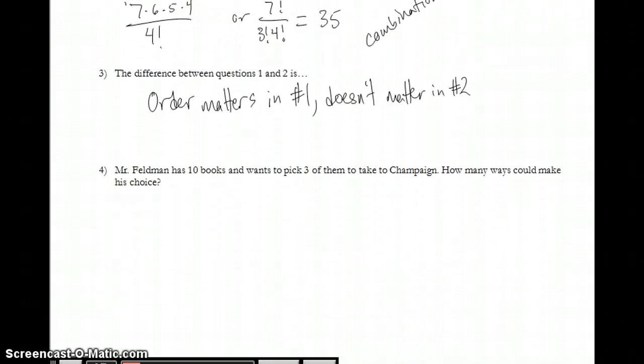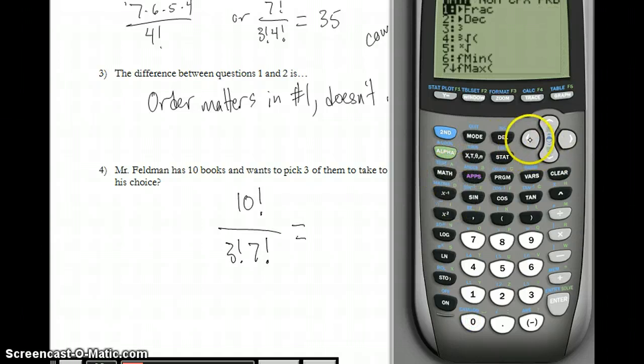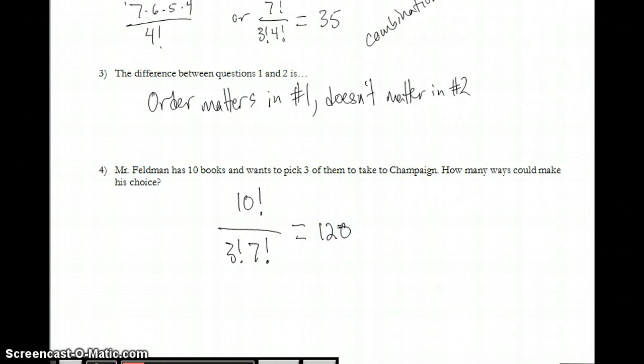If I have 10 books and I want to pick 3 of them to take to Champaign, how many ways can I make my choice? Here I don't care about the order. I just want to pick 3 books. So 10 factorial, that's my total. I want 3 books. I don't want 7 books. I plug that into my calculator. I can do 10, and to do this the fast way, instead of using the factorials, we're doing a combination of 3 books, and we get 120 ways.